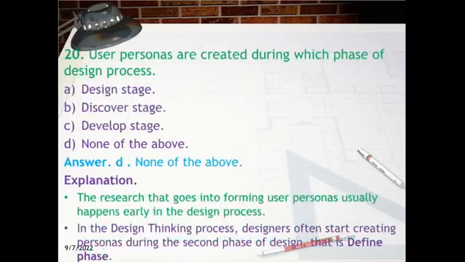20. User personas are created during which phase of design process? A. Design stage. B. Discover stage. C. Develop stage. D. None of the above. Answer: D. None of the above. Explanation. The research that goes into forming user personas usually happens early in the design process. In the design thinking process, designers often start creating personas during the second phase of design, that is the define phase.